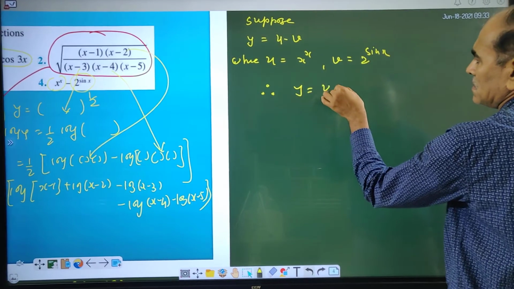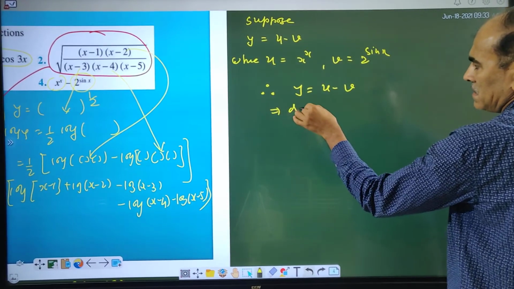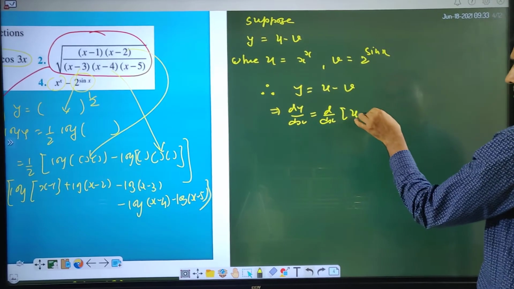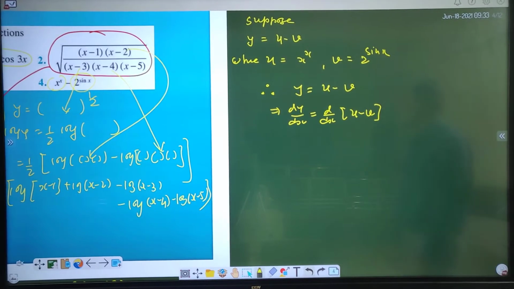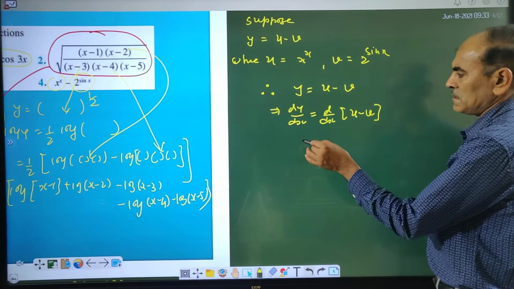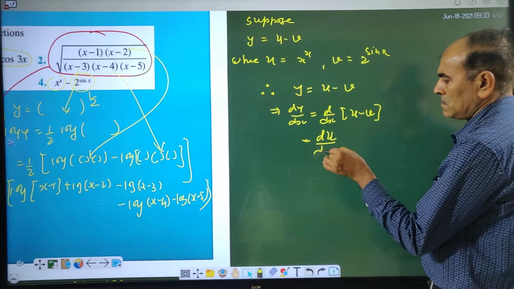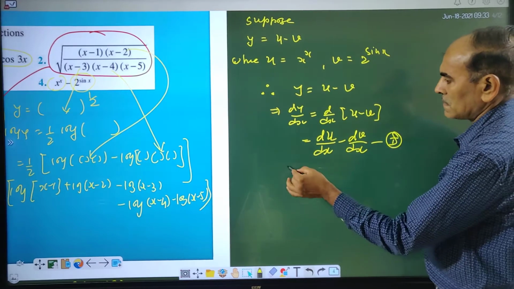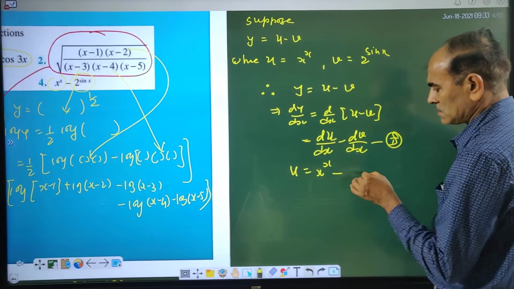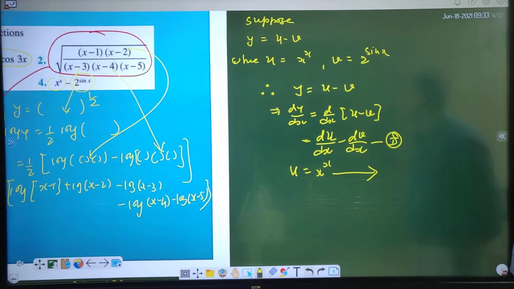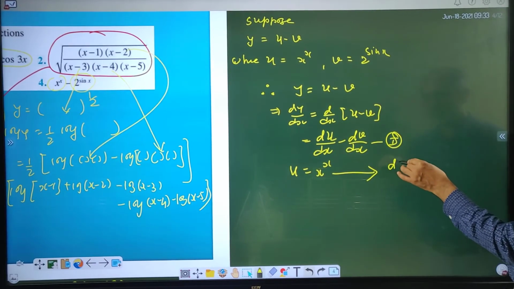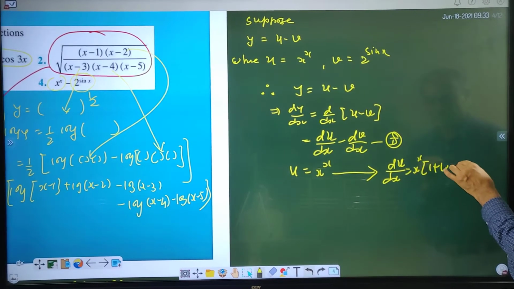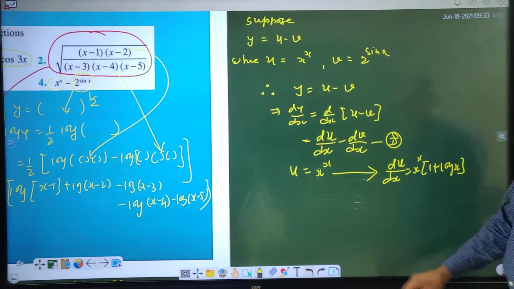And therefore y is equal to u minus v implies dy by dx is equal to d by dx of u minus v. That we know. Here apply the difference rule for differentiation, which gives du by dx minus dv by dx as result number 1. Now u is equal to x raised to x. You know how to find du by dx. Already seen, so I am not repeating it here. du by dx is nothing but x raised to x into 1 plus log x. That we know very well. So this part I am doing for you.